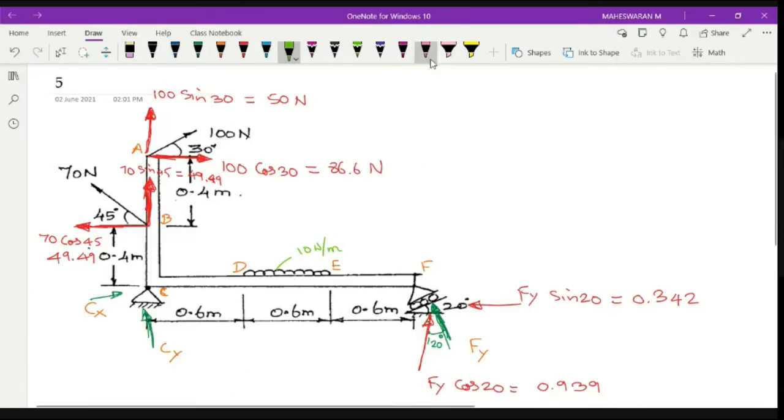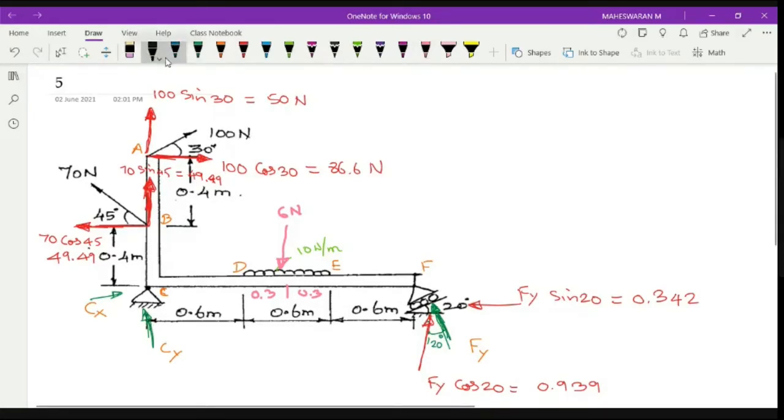In that case, I will get one vertical force, which is 10 into 0.6, so 6 Newton, acting at the center, at a distance of 0.3 and 0.3. So these are all my forces. I resolved it. Any doubt up to this? No, sir.